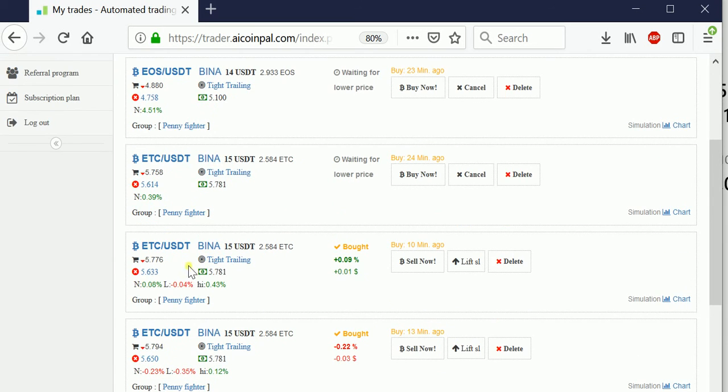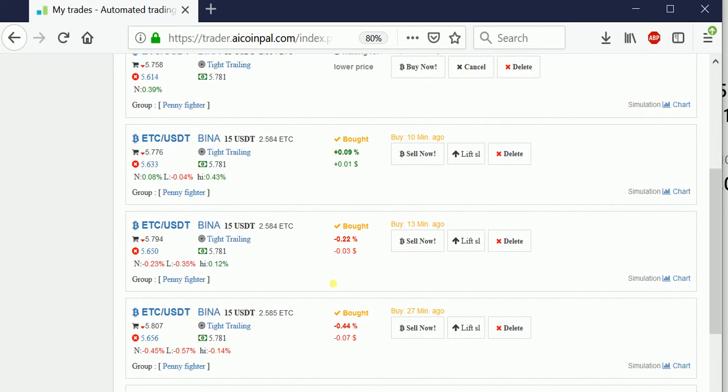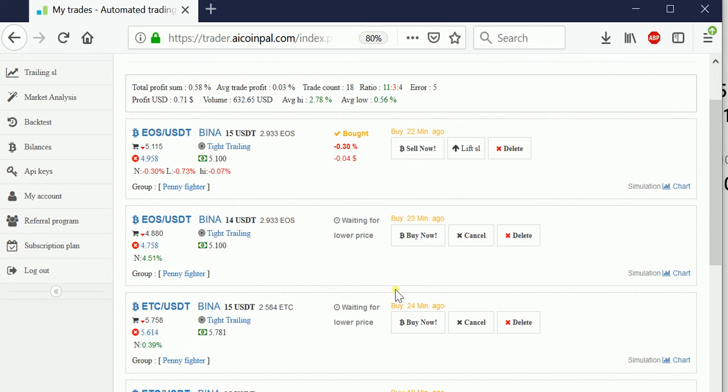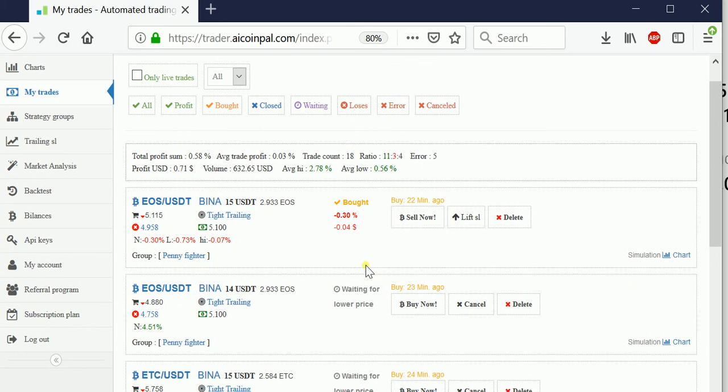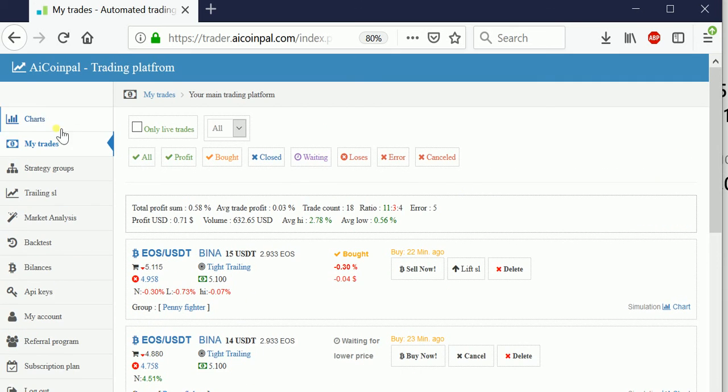And you can see one of my trades is in plus. A couple of my trades are in small minuses right now, and a couple of my trades are waiting for the price to get lower. And so overall I have like 11 positive trades, 3 negative trades, but I'm just testing this software and getting used to it.